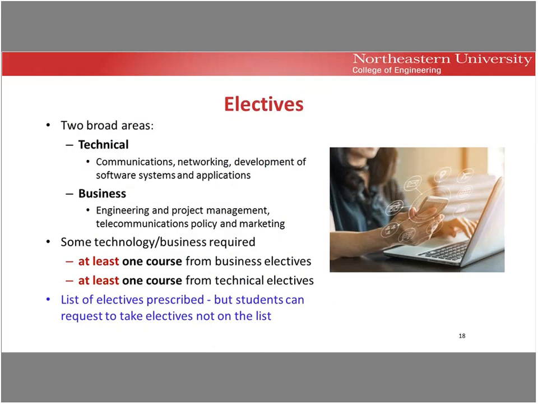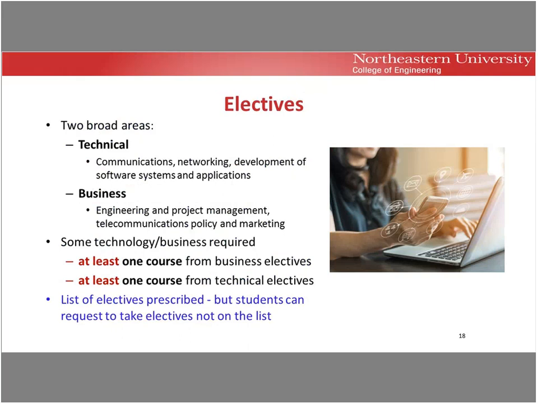Next slide, please. So now let's talk about the electives in this program. As I mentioned, there are 4 core courses that are required courses, and then students can elect to take another 4 courses out of different disciplines. So there are 2 broad areas of electives. The first area is technical, and the second area is business. I'll give you some of the slides and some of the communications and networking courses in the next slide, but they fall into the technical category.